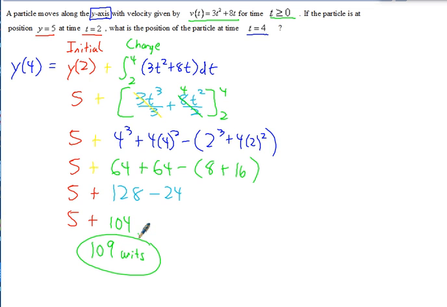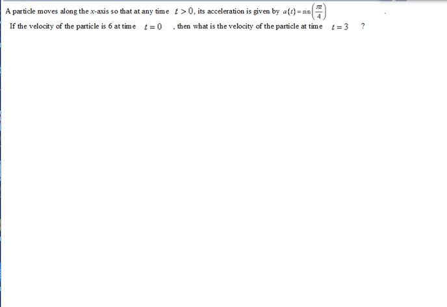All right, let's take a look at the next one. This one, similar thing, except the particle is moving along the x-axis. And this time at time greater than 0, the acceleration is given by sine of pi t over 4. And we're told if the velocity of the particle is 6 at time 0, then what's the velocity of the particle at time 3?